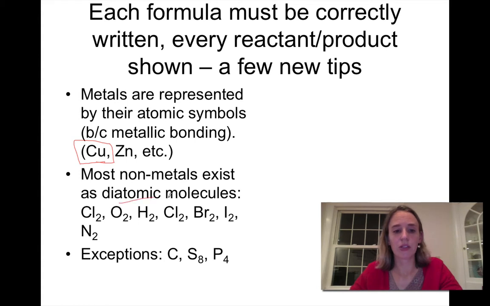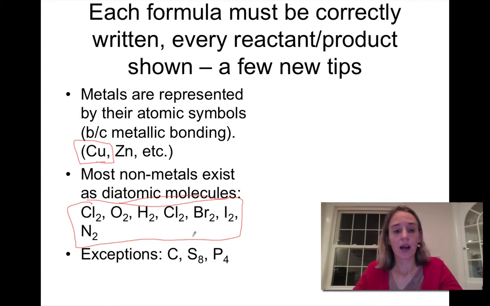Nonmetals, on the other hand, they do form these diatomic molecules. So you can see all of these nonmetals here, chlorine, oxygen, hydrogen, etc., have a subscript of 2. The reason for that is that these elements are just much more stable in these diatomic molecules rather than being lone atoms.